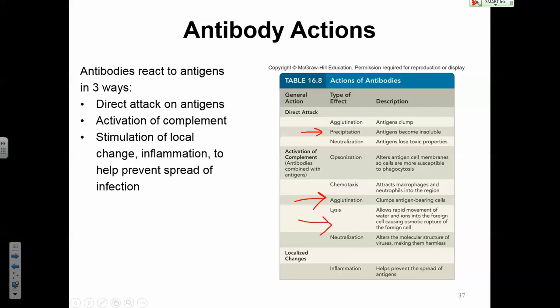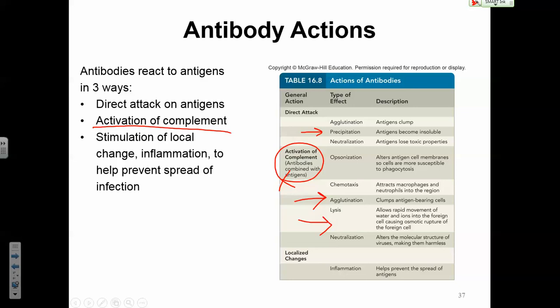So they also, here's a big deal, activate a group of blood proteins that I've referred to before called complement. And complement does all kinds of things. Basically, the antibodies combined with the antigens, that's basically what complement is. So they don't work individually, they've got to be together, the antigen and antibody. And then that just triggers all kinds of things to happen, like I've referred to.